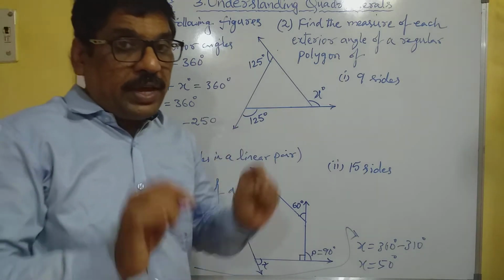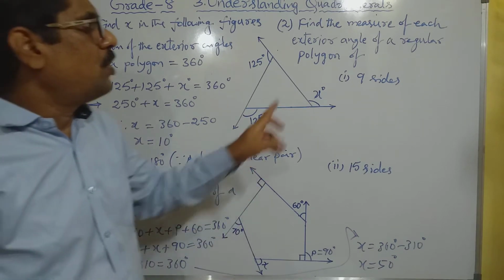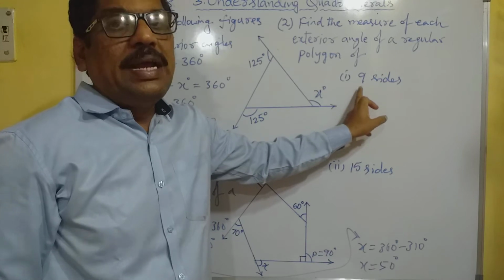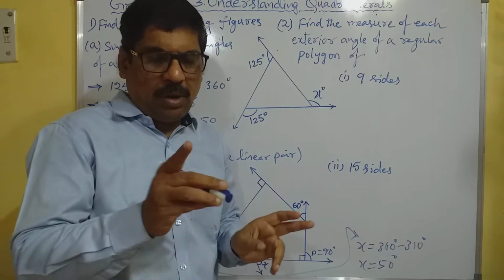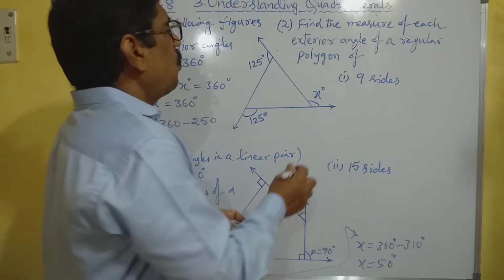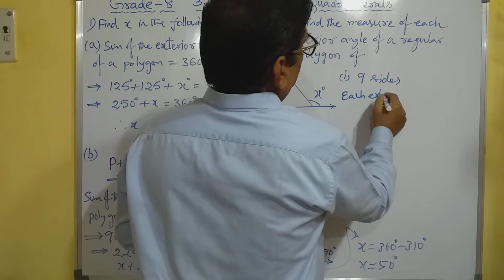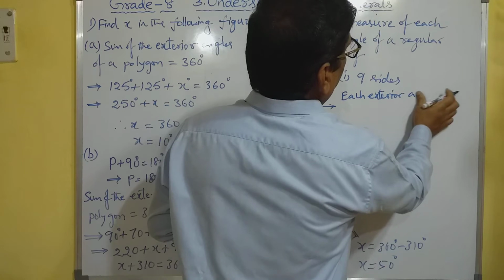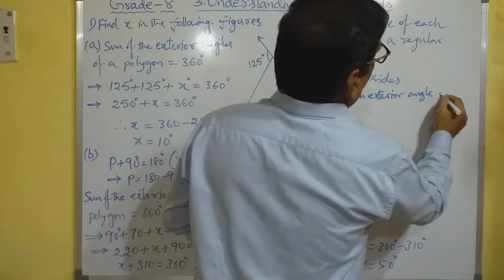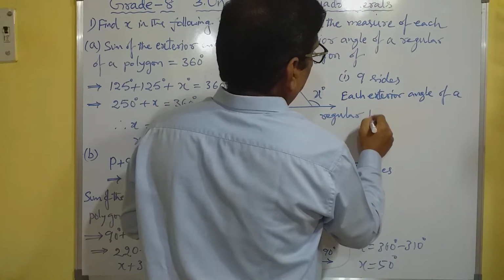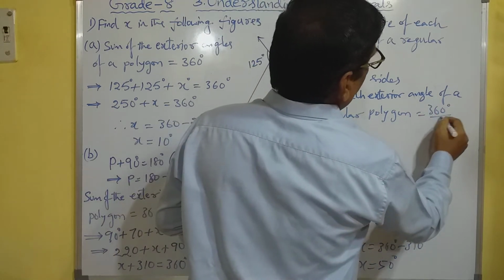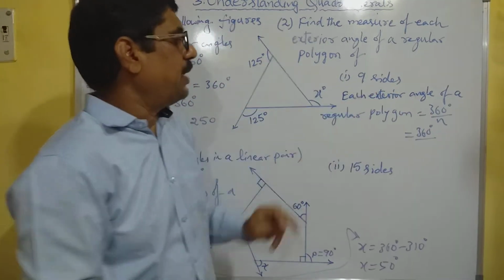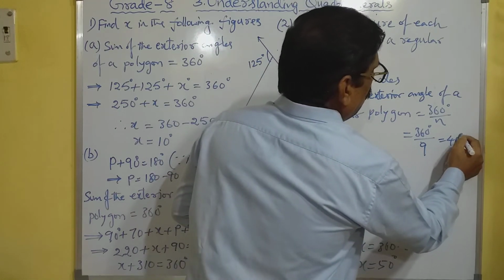Now let us go with the second problems. What are they? Now you look at this. Find the measure of each exterior angle of a regular polygon, the first one with 9 sides. Now look into the formula list. What is the formula for each exterior angle? Each exterior angle of a regular polygon is equal to 360 degrees by n. So that is equal to 360 degrees by the number of sides given. The n value is 9. So 360 degrees by 9 we get 40 degrees.